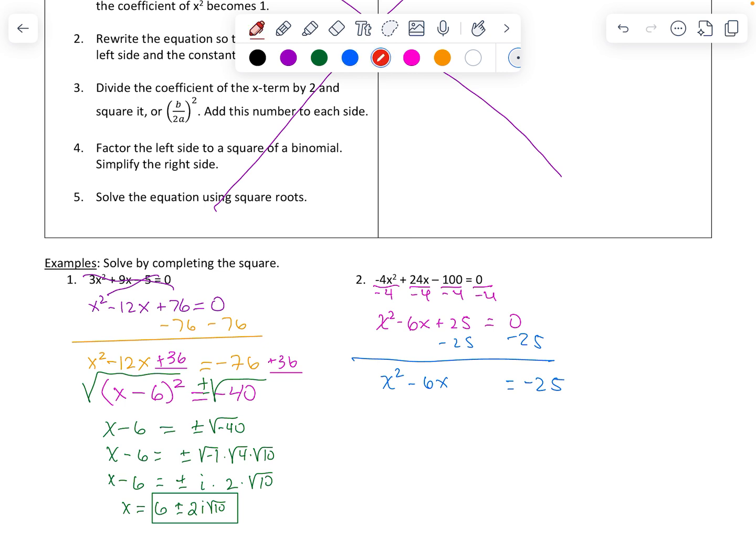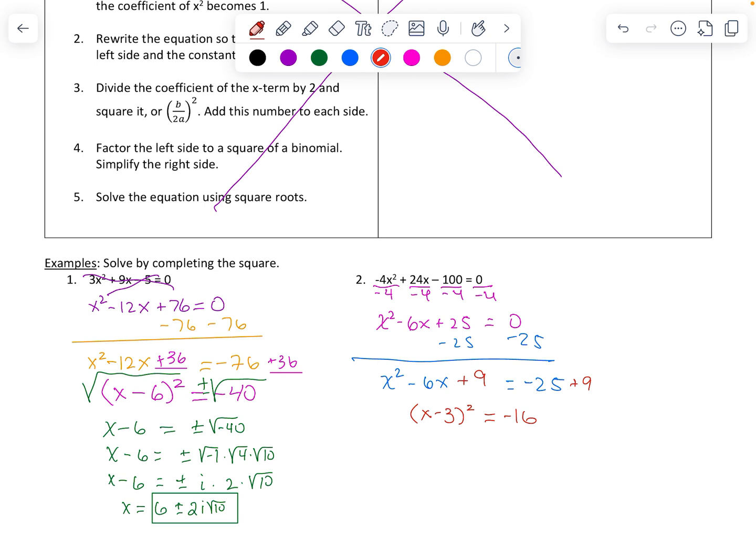I am going to fill in the blank with, once again, half of the middle number squared. So half of negative 6 is 3, and negative 3 squared is 9. So I'm going to add that to both sides. On the left, when I factor it, I get x minus 3 times x minus 3, or x minus 3 squared. On the right, if I combine these terms, I get negative 16.